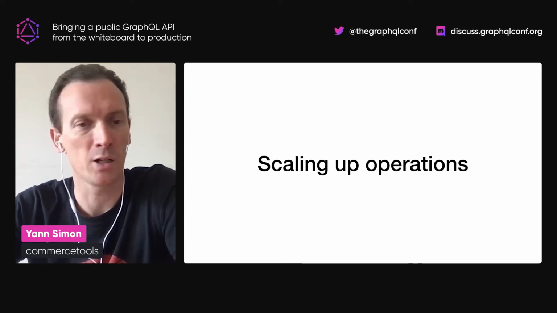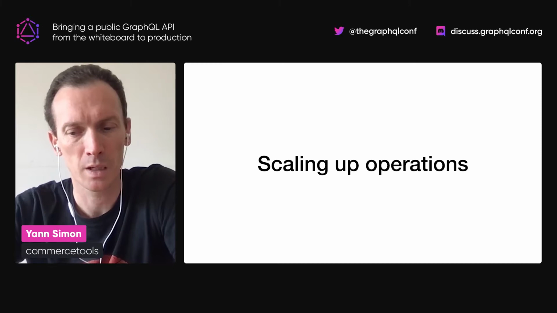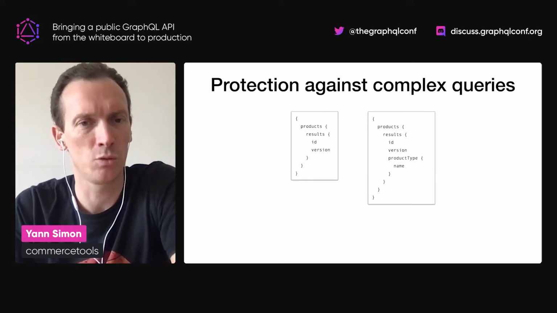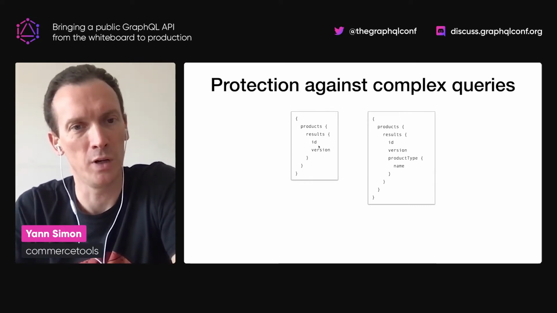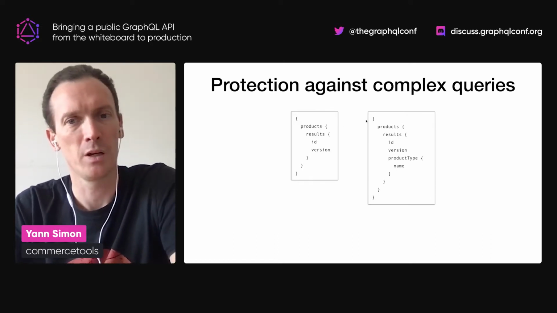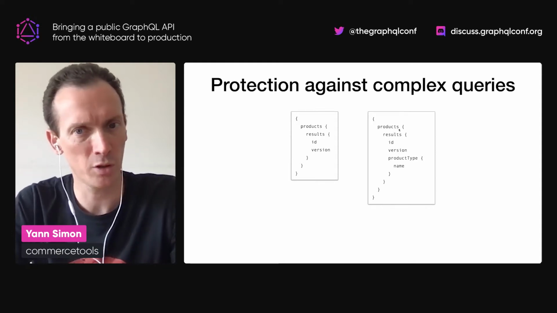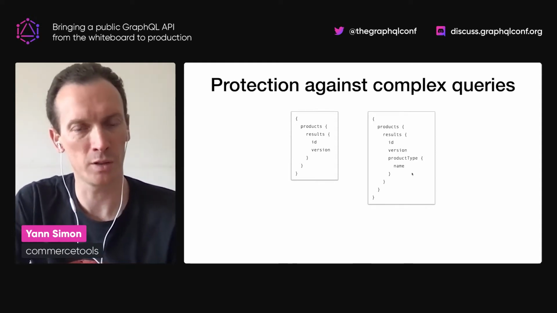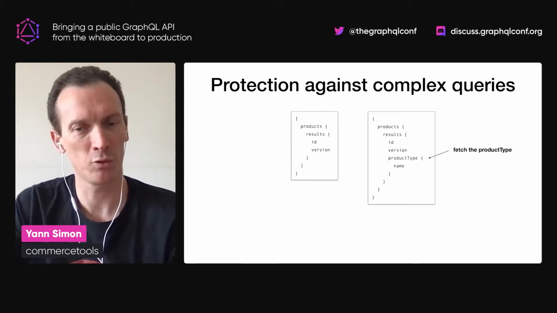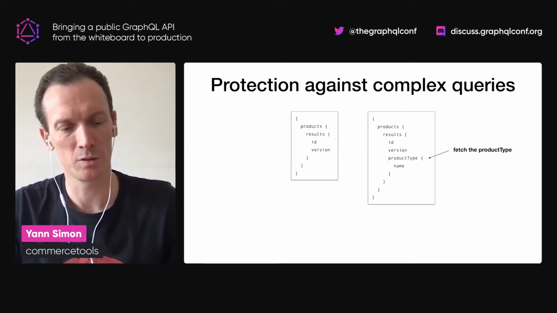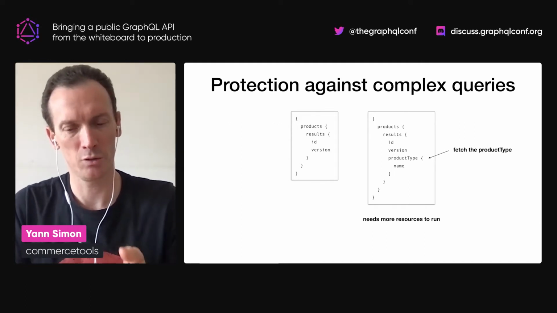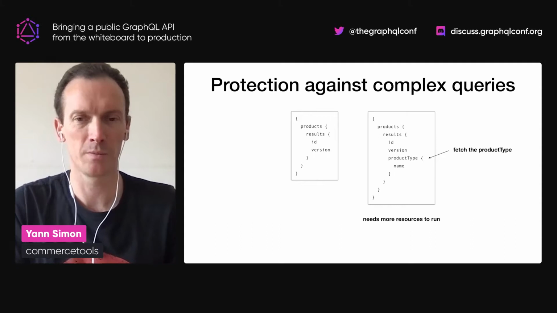So first, we had to scale up operation. I will start with an example. You can see 2 GraphQL queries. On the left, we fetch the ID and version of different products. On the right, we fetch the ID, the version of different products, and also the name of the product type. To execute the second query, we have to fetch the product types of different products. So you have the feeling that we need more resources to run the query on the right than the query on the left.